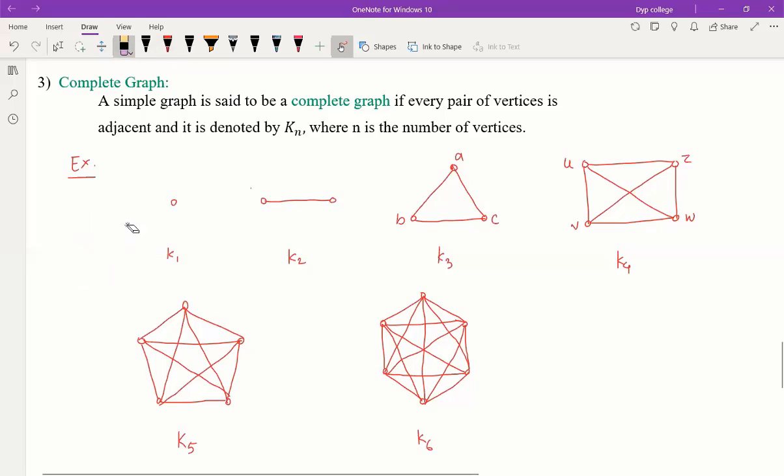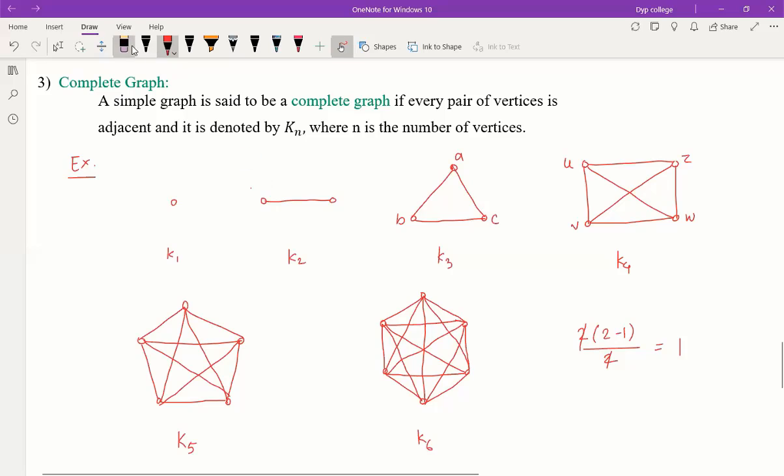Okay. Similarly, K2 में अगर calculate करना है, तो n is equal to 2. See, I'll calculate it here. n is equal to 2. 2 into 2 minus 1 divided by 2. How much? So this 2 is cancelled and 2 minus 1 is equal to 1. So there is only one edge in K2. See, this is only one edge.